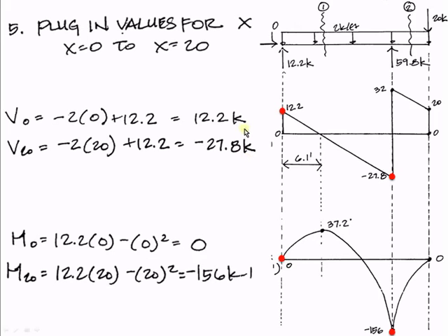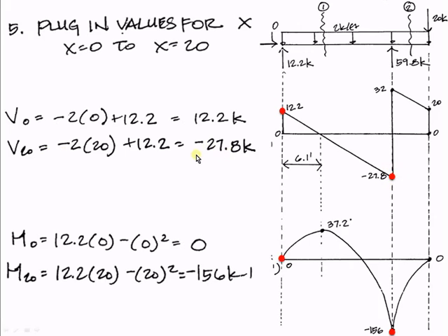So what we can do to start to generate our shear and moment diagrams is plug in our different values. The values of interest are x equal to 0 and x equal to 20 feet. For our shear diagram, when x is equal to 0, we get 12.2 kips, and that's positive. So this is our shear diagram that we're developing. So far we know what this red dot is. We know that it's at 12.2 kips. Next, if we plug in x equal to 20 feet and solve, we get minus 27.8 kips. So now we know this value here.